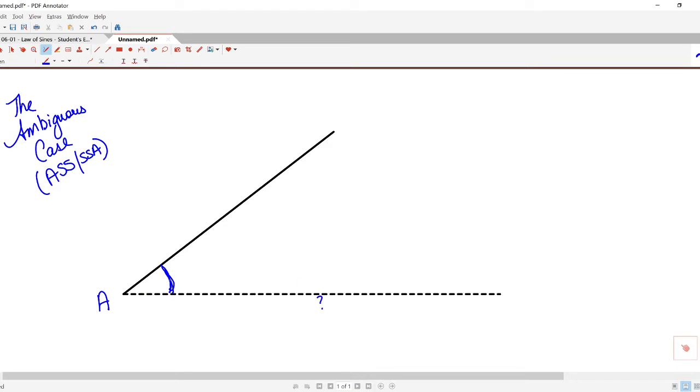So this is the angle we're given. We are then given a side. We're going to call that side B. Then we're given another side, and right now I'm just going to draw it coming down here. That's going to be side A. So there's the angle, there's the side, there's another side.